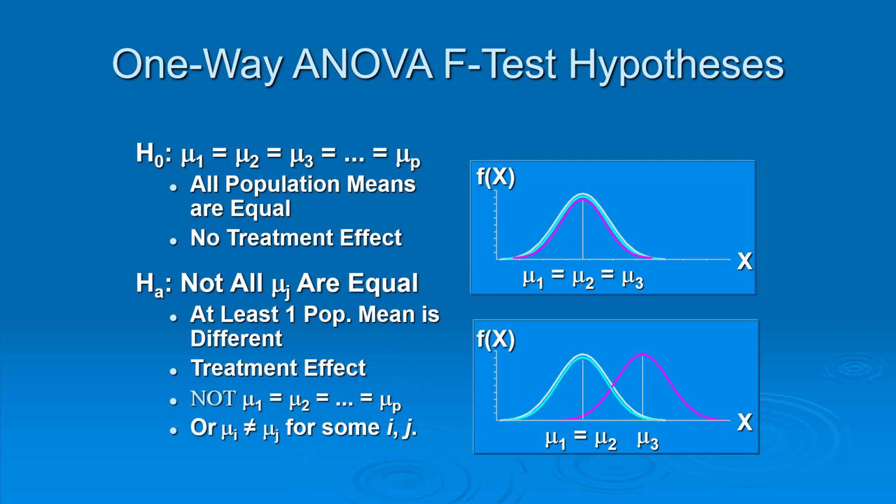Here are some visuals that help you to see the different situations. Your null hypothesis is that the means are the same. For the alternative hypothesis, not all means are equal. It is possible that mu1 and mu2 are the same, but they are different from mu3. Or it's possible that mu1 and mu3 are the same, but they are different from mu2. You can see that the argument is at least one mean is different from the others.